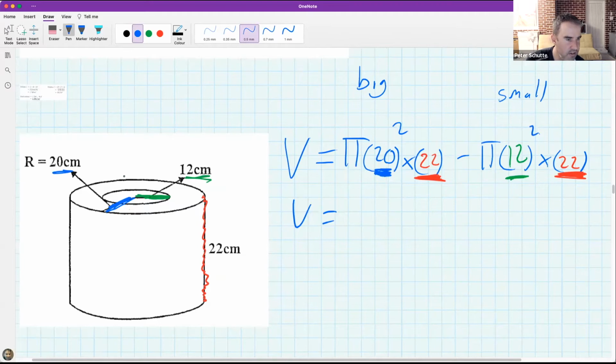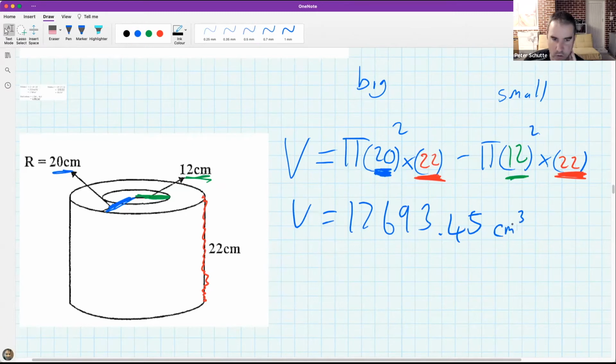I see Ethan, Abnejo, Boitumelo, Loretta. Guys, I agree with you. You get 13,693.45, and that would be centimeters cubed.